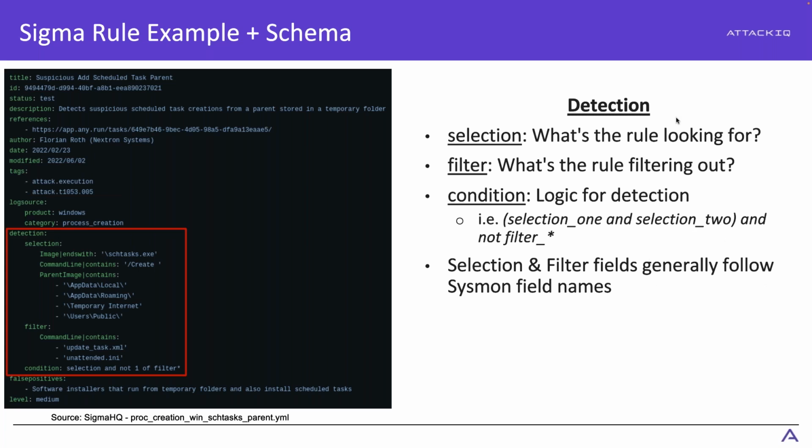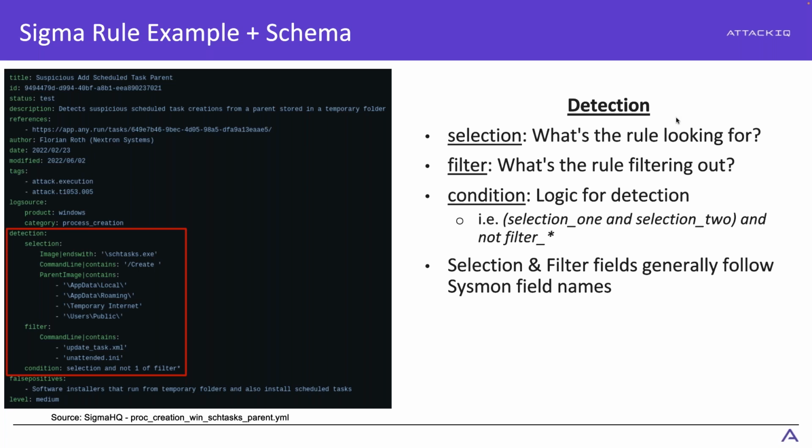So underneath this field, there can be one or more selection and filter fields. Right here, there's only one of each, but selection is pretty much what the rule is looking for. And then it uses Sysmon field names as the original field names that you can convert later, for the fields and values or list of values that you're looking for in the detection. The filter fields are what you want to filter out, so you're trying to filter out false positives so you don't detect things that you don't want to alert on.